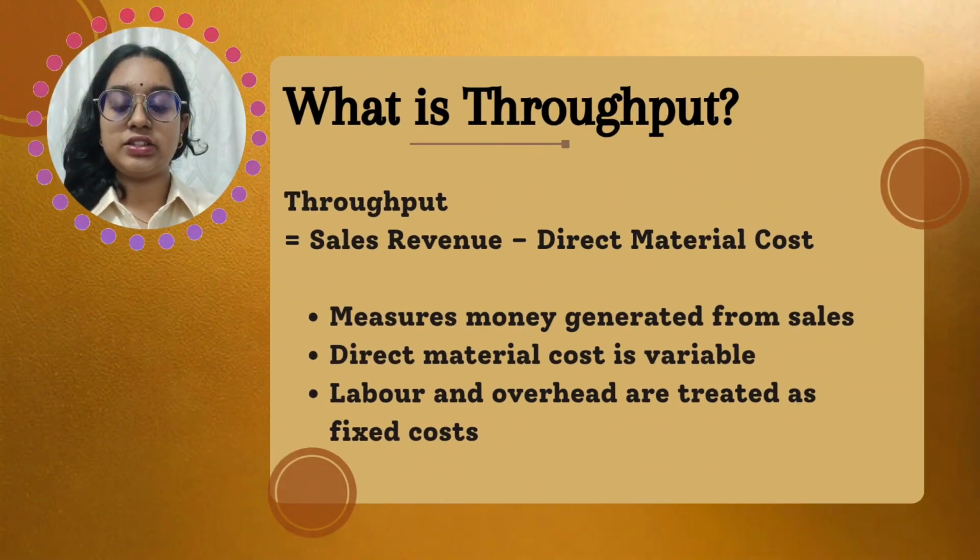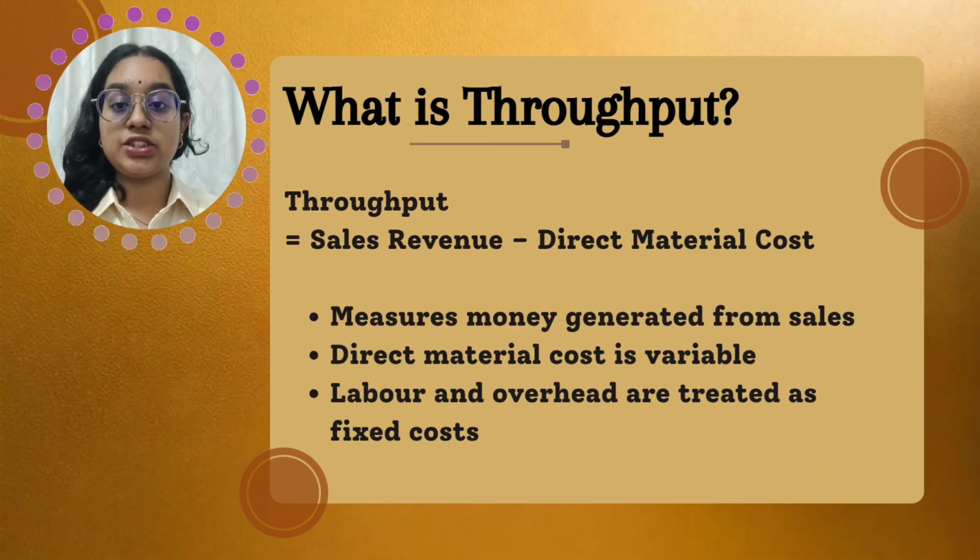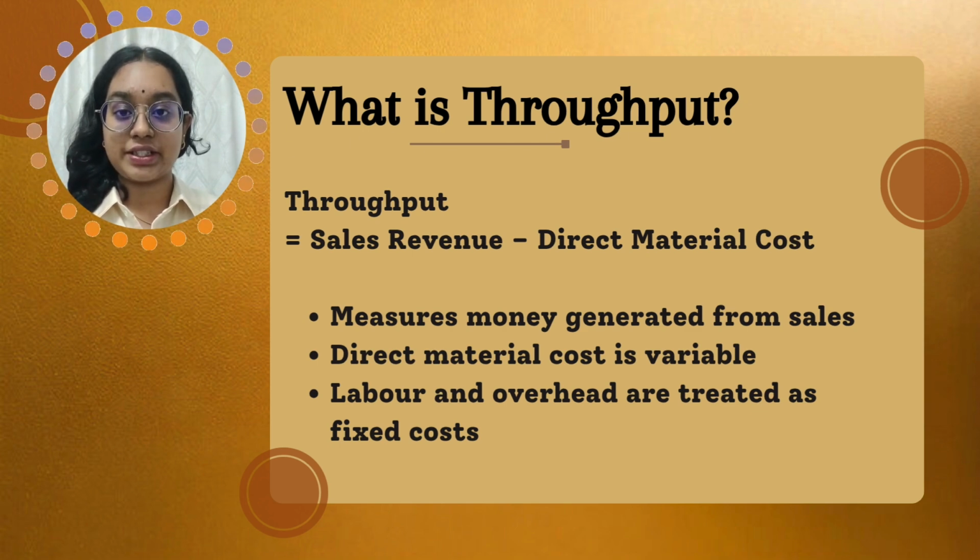An important concept in throughput accounting is throughput. Throughput refers to the money generated from sales after deducting direct material costs. In this approach, direct material costs are considered variable costs, while labor and overhead costs are generally treated as fixed costs in the short term.